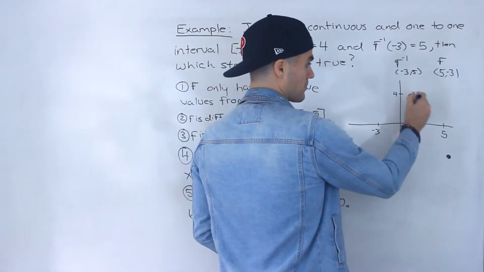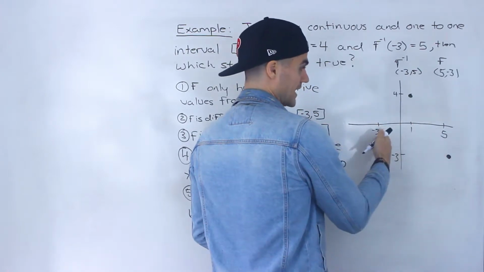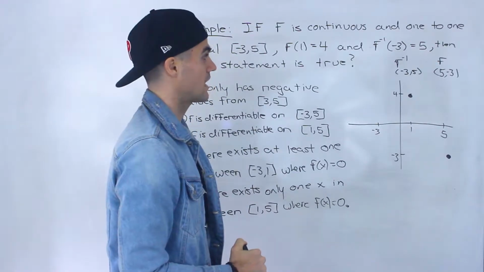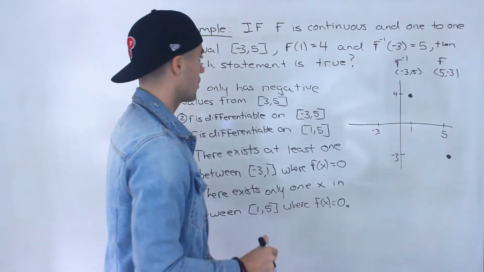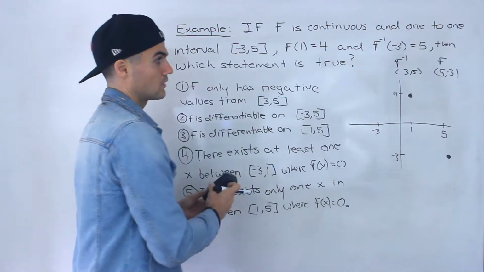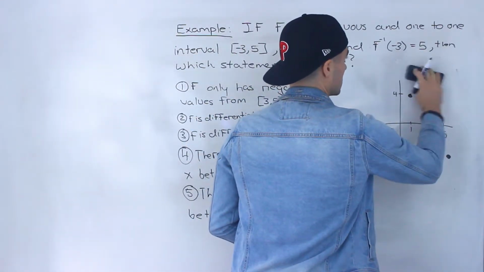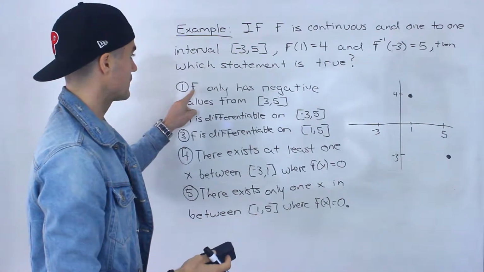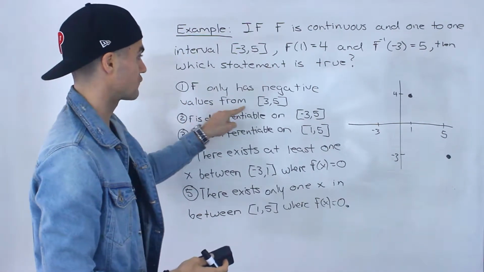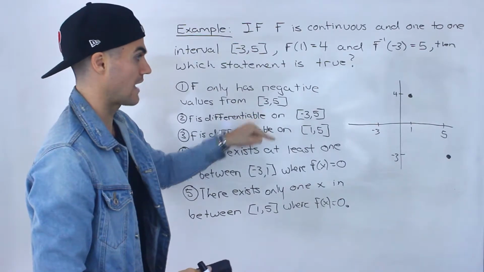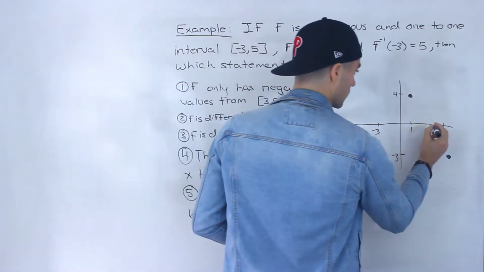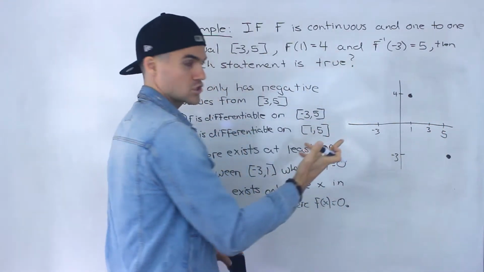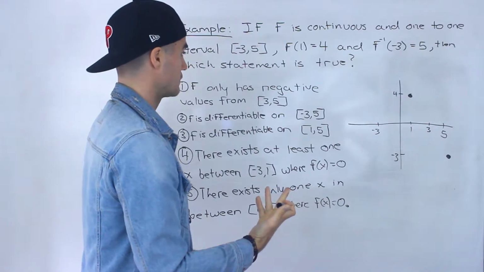So we know this point, and then we know between -3 and 5, those x values, the function is continuous and one-to-one. So let's go through each of these statements now, knowing all of this information here, and see which one has to be true for sure. So number one, f only has negative values from the x value 3 to 5. So what that statement is saying is that from 3 to 5, the function only has negative values.